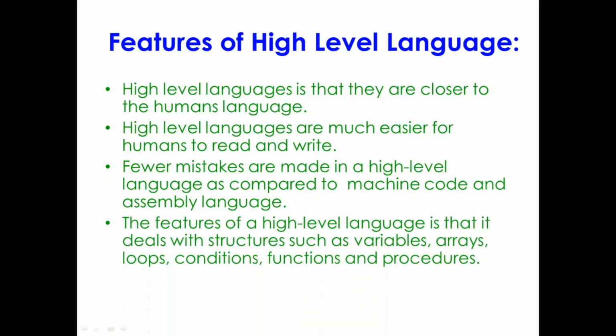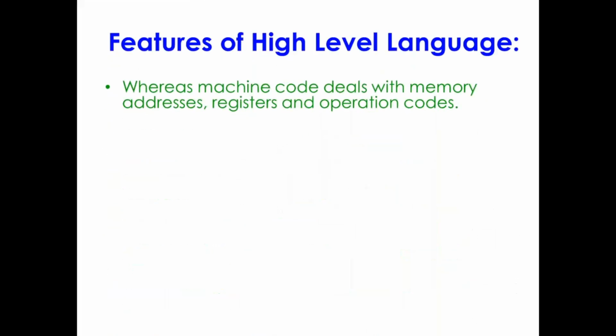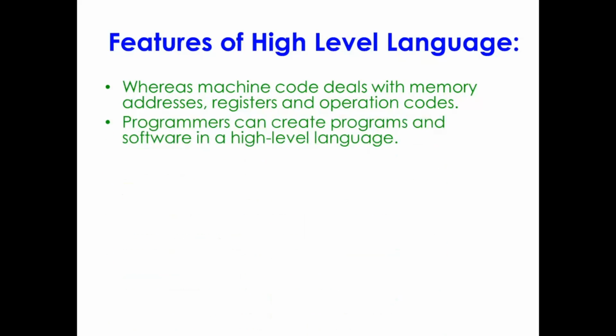A high-level language deals with the structure, variables, arrays, loops, conditions, functions, and procedures. You will understand it better when we practice it. When you practically do it, then you will understand all these concepts. Machine code and assembly language deal with the addresses, registers, and operation codes.